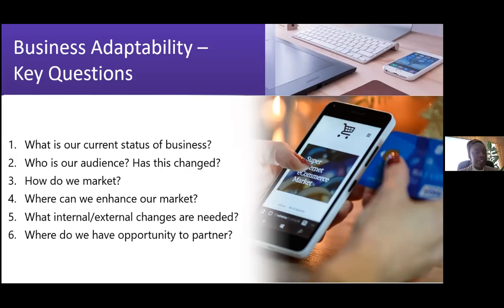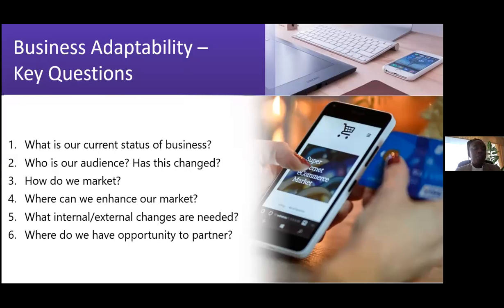What internal or external changes are needed? Well, we know there are definitely changes. So many organizations have had to deal with the doors being closed, with folks not being able to go into a physical office if they are not a business that is an essential service. So significant changes internally and externally. But what can you do to avoid saying it's just a lost cause, we can't do anything? You know, that's not an option. Let's look at what it is you can do.